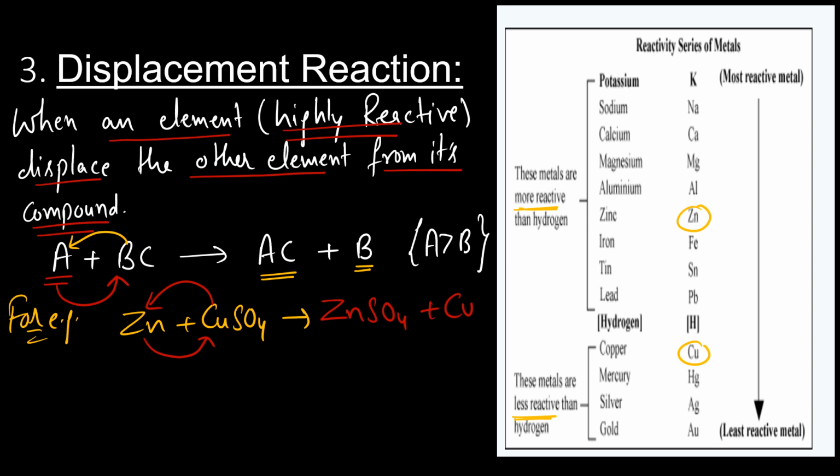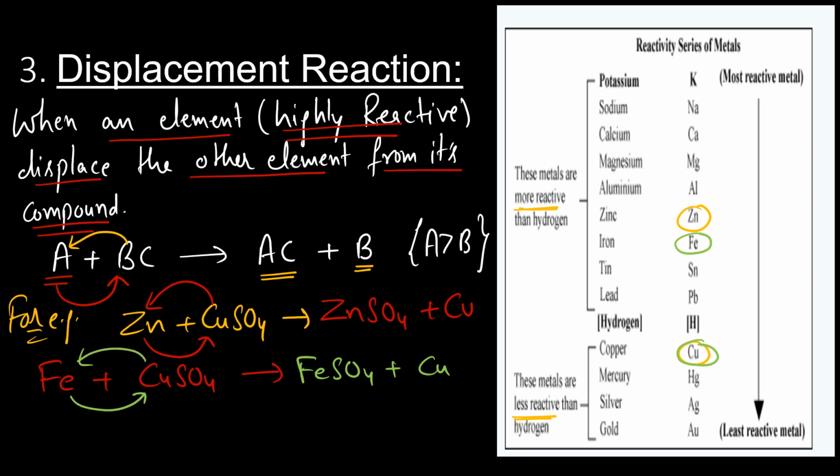Now let's say we have another example, iron with copper sulfate. In this case again we are going to check where iron is. It's here, and the copper is lying below. So it means iron can easily take the place of copper. So it's going to form iron sulfate, and copper will get free. So this displacement is also possible.